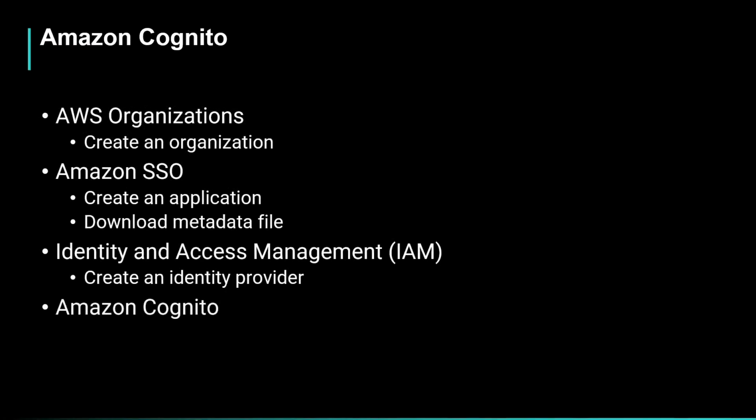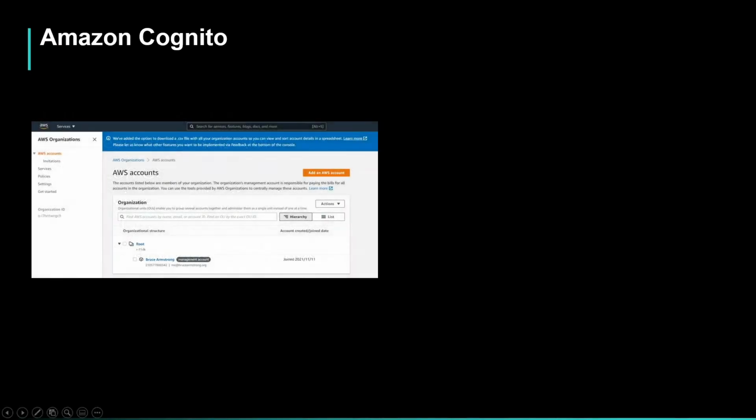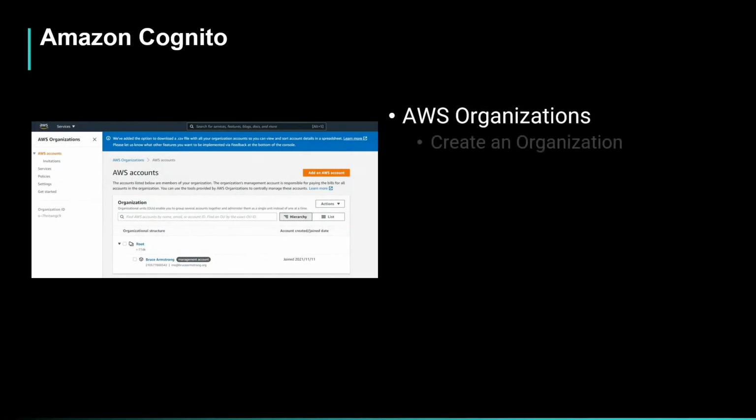So for Cognito to work, there are actually 4 pieces that fit together. One of them is obviously Cognito. But we also need to work with Amazon Web Services Organizations. In fact, that's our first stop. We have to create an organization. But we also have to work with Amazon SSO and their Identity and Access Management services as well. Out of the box, it's not really obvious when you're working with Cognito that you need all these pieces, but you do. They all work together to make Cognito work. So the first thing we're going to do is create an organization.